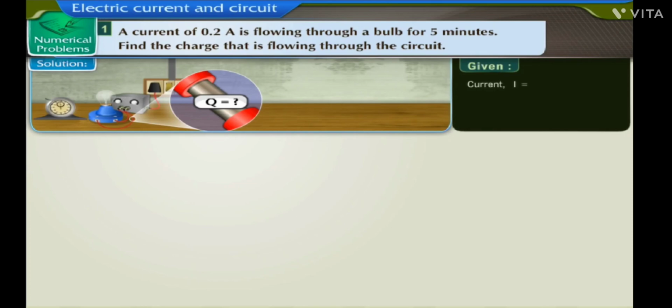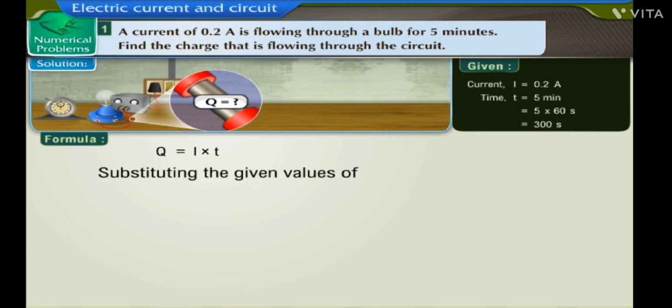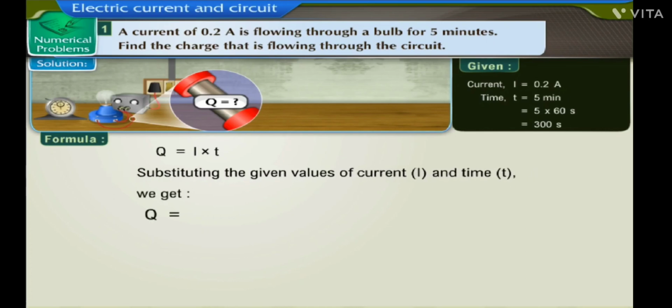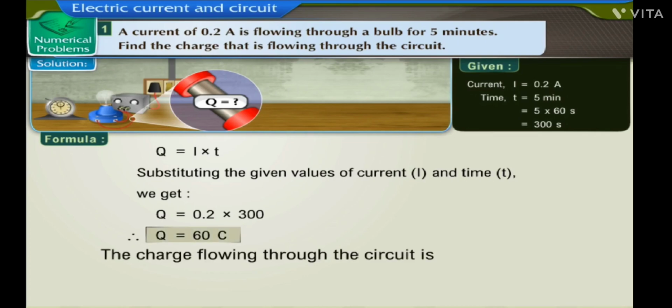Current I is equal to 0.2 ampere. Time T is equal to 5 minutes, which is equal to 5 into 60 seconds, which is equal to 300 seconds. We have to find the total charge Q flowing through the circuit. It is given by Q is equal to I into T. Substituting the given values of current I and time T, we get Q is equal to 0.2 multiplied by 300. Therefore, Q is equal to 60 coulomb. Hence, the charge flowing through the circuit is 60 coulomb.